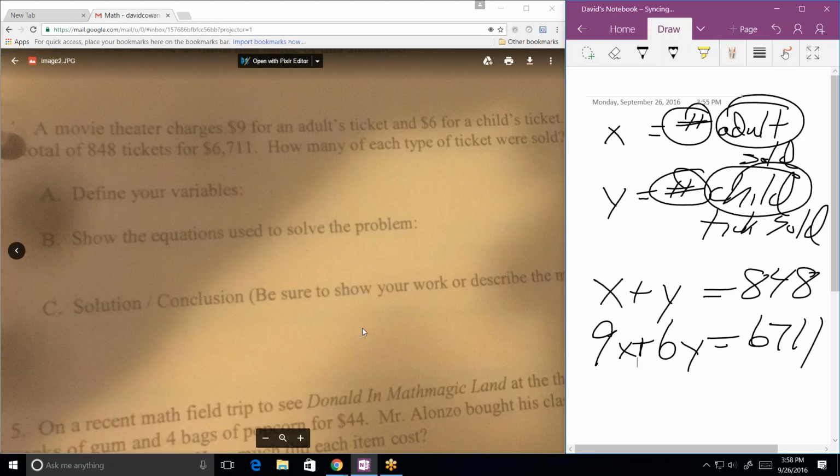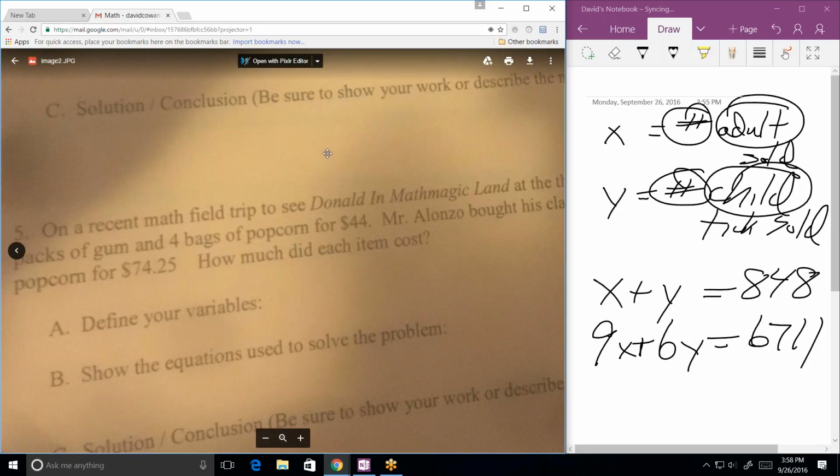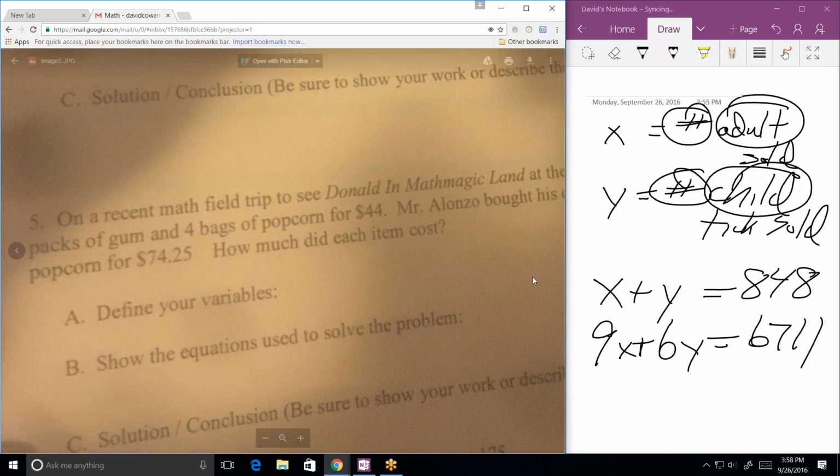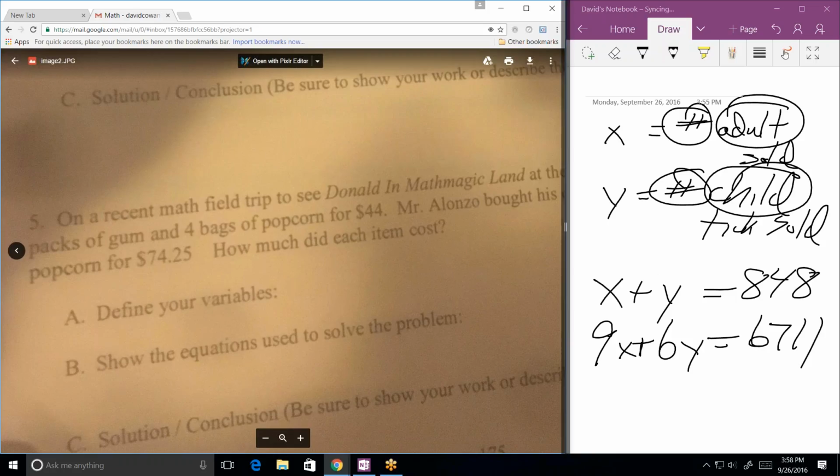We have 2 minutes. I won't go over 2 minutes because I've got a 4 o'clock, a new caller. What are your variables in number 5?